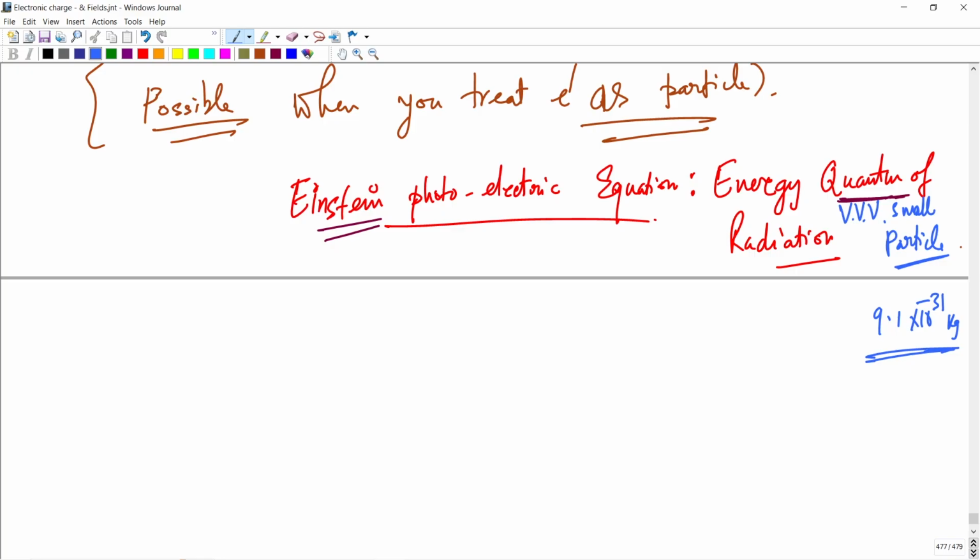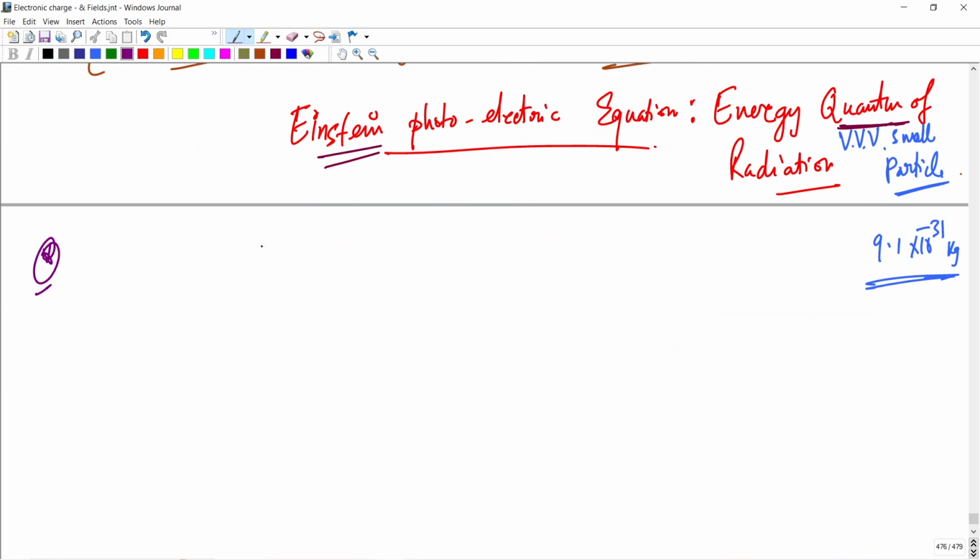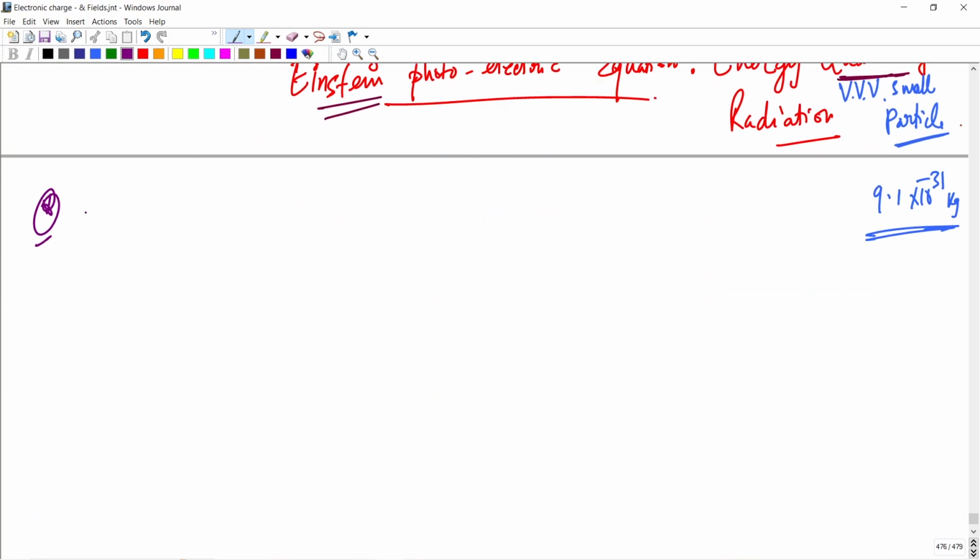So, photoelectric emission, the mainly important concept here: the photoelectric emission does not take place by continuous absorption of radiant energy. This UV energy, you see, seems continuous, but actually it is not continuous. These are discrete.